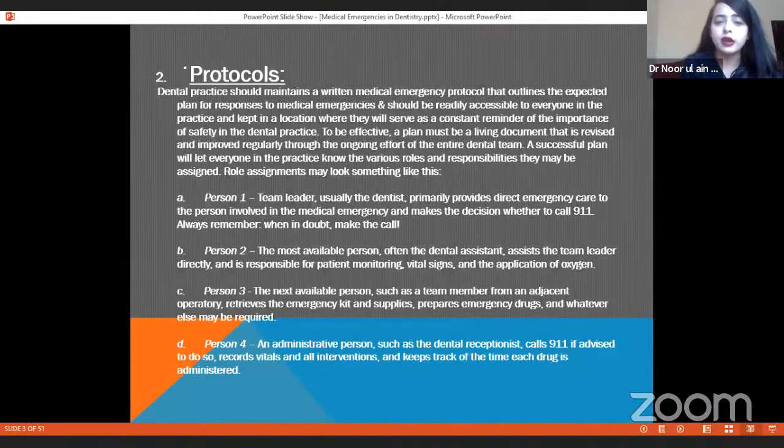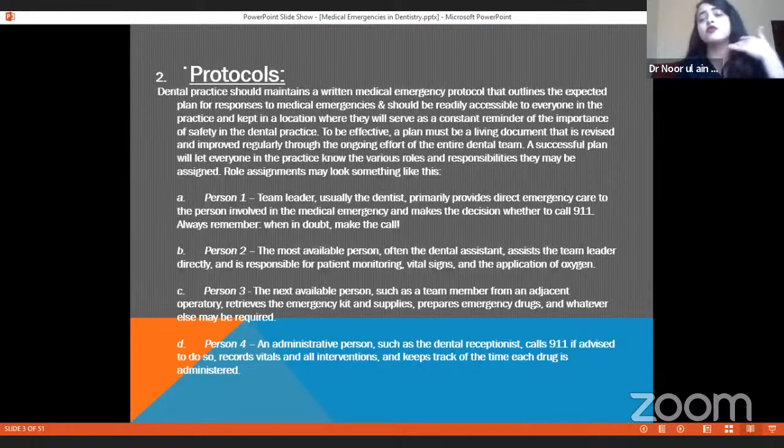There are a few protocols which are a must, and the dental practice should maintain all the protocols. They should maintain a written medical emergency protocol that outlines the expected plan for responses to medical emergencies and should be readily accessible to everyone in the practice, kept in a location where everyone can take it and see it. To be effective, a plan must be a living document that is revised and improved regularly through the ongoing effort of the entire dental team. A successful plan will let everyone in the practice know the various roles and responsibilities that may be assigned.